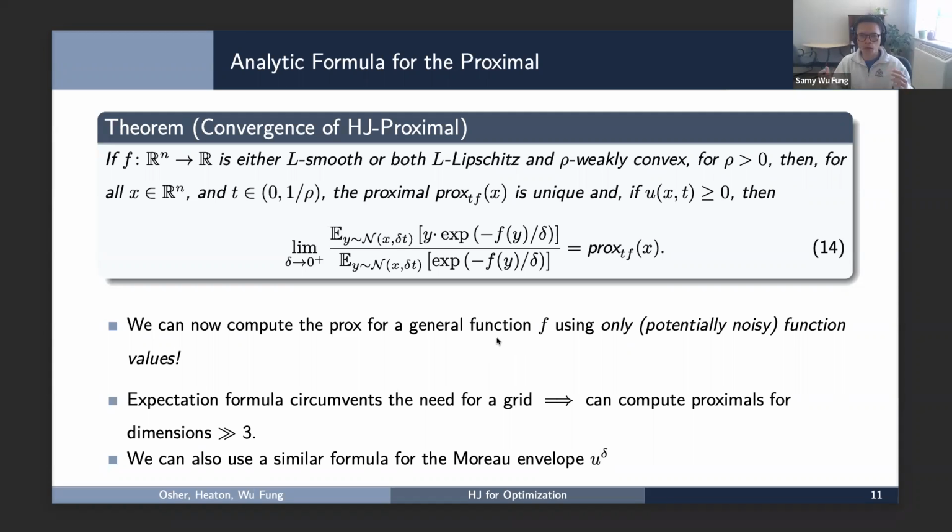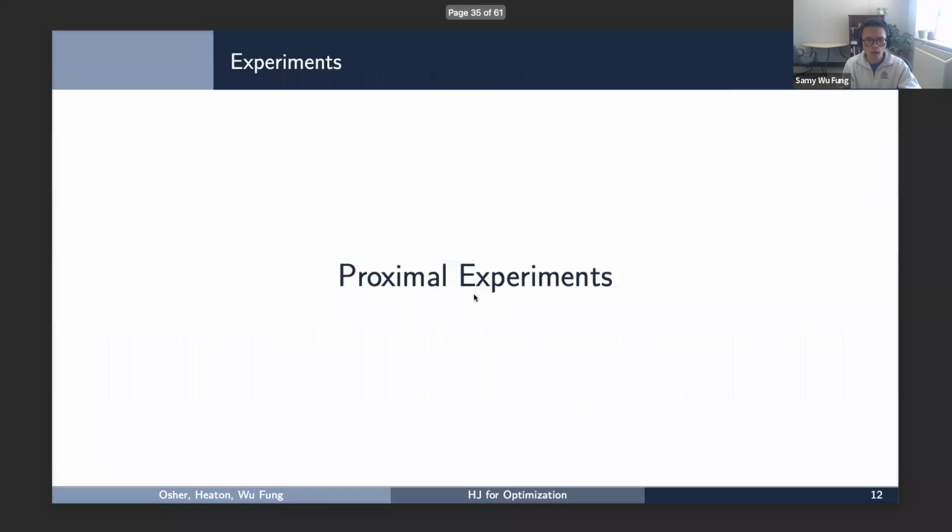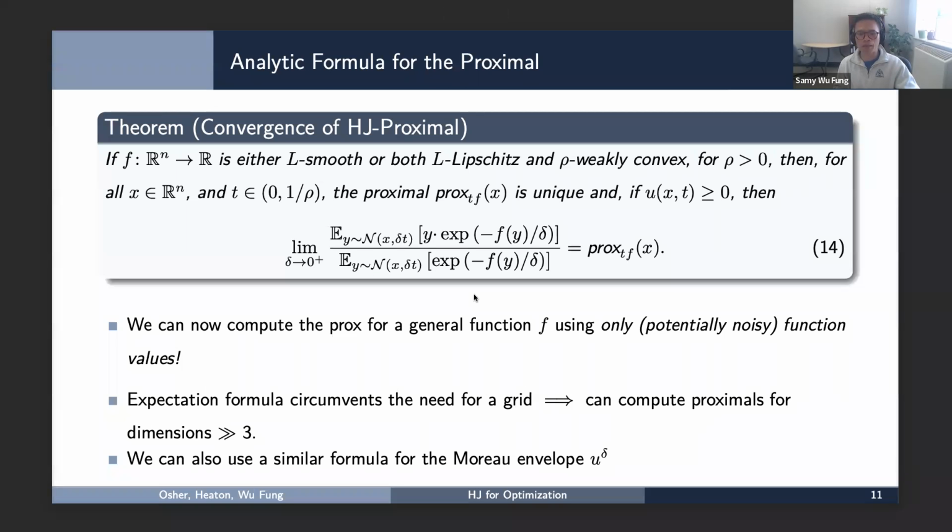Up until now, we have a new way to compute these proximals. I would like to give credit to Jerome Darbon, who has also used this formula in the context of image denoising, and of course this formula also appears in Evans's PDE book for some one-dimensional Burgers equations. Cool. So does this formula work? That's the next question.